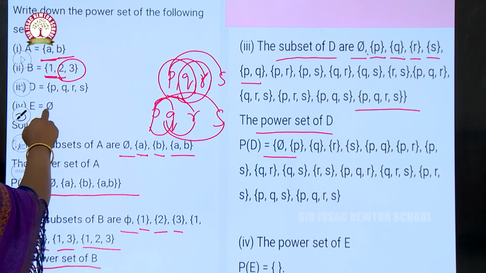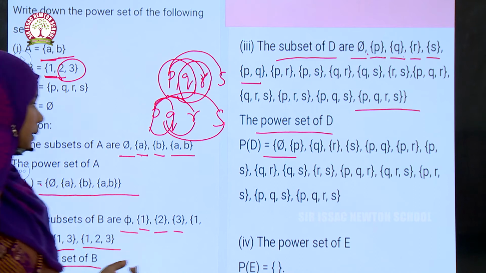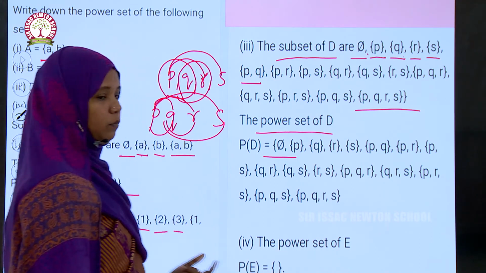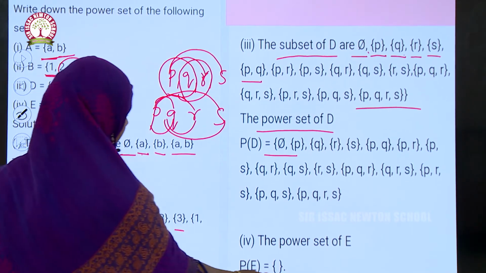Next, E is equal to a null set. So what is the power set of the set E? Only one set, that is the null set.